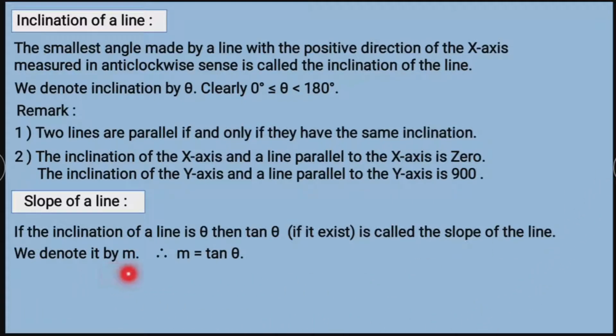We denote it by small m, so we write here slope m is equal to tan theta. So this is when we know the inclination of the line. So with the help of this formula we can find the slope of a line.